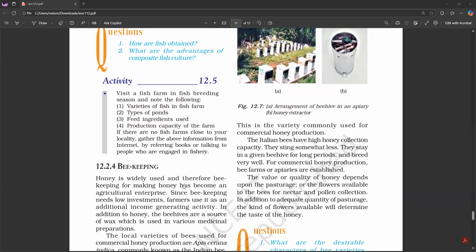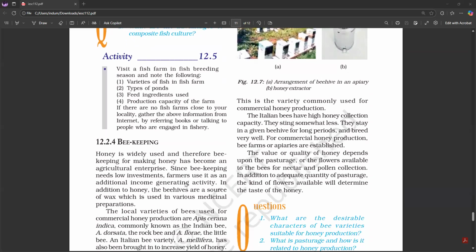Activity 12.5. Visit a fish farm in fish breeding season and note the following: varieties of fish in fish farm, types of ponds, feed ingredients used, production capacity of the farm. If there are no fish farms close to your locality, gather the above information from the internet, by referring to books, or by talking to people who are engaged in fisheries.